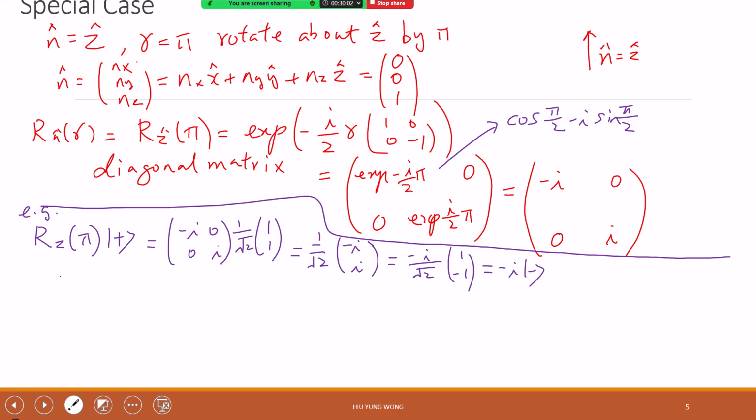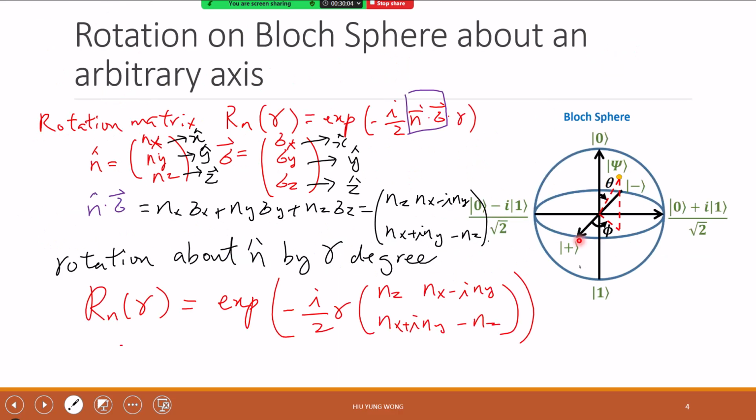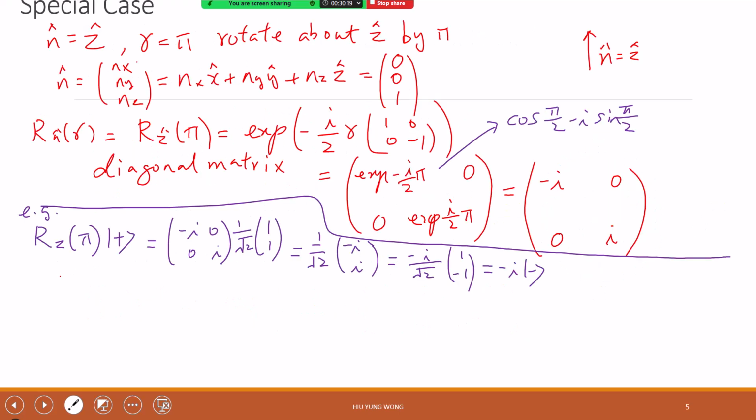Let's take a look. Go back to the Bloch sphere. On the Bloch sphere, I say I rotate about z axis by pi. Am I right? It becomes minus, right? So this is correct. But it doesn't become minus itself. It becomes negative i minus. Is this okay? Is there any problem for me to get this result?